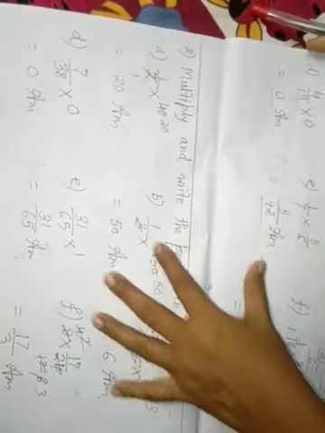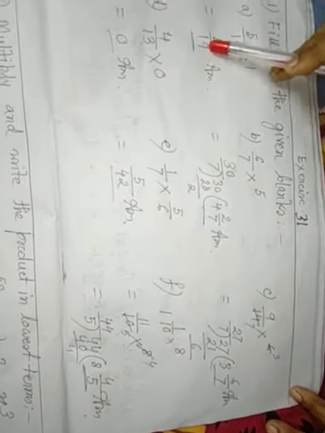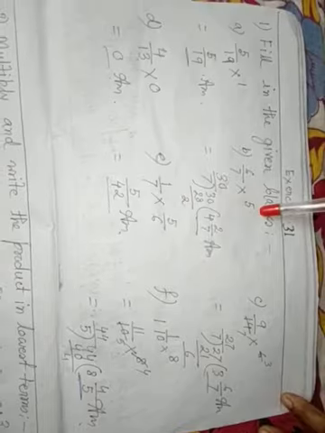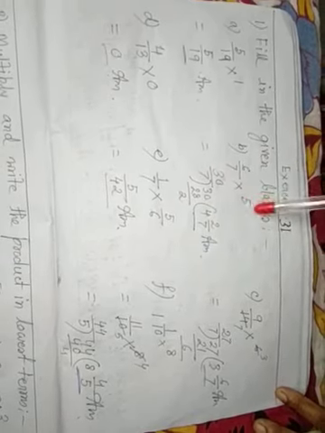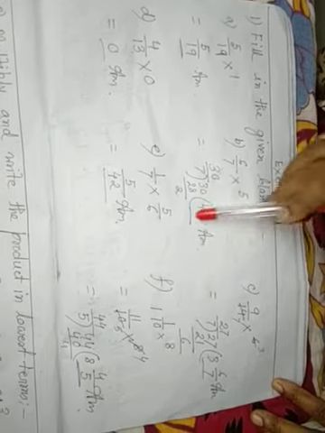3I, I repeat it again. Fill in the given blanks. A, 5 by 19 into 1 is 5 by 19. B, 6 by 7 into 5. 7 fives... 6 fives are 30, so 30 by 7. 4 twos are 8, so 4 and 2 by 7 is the answer.